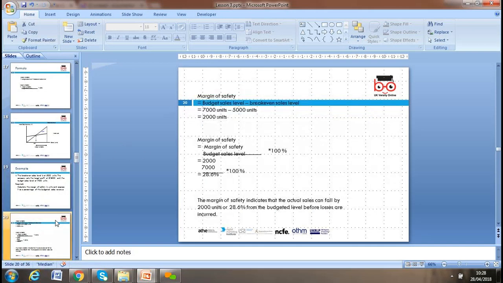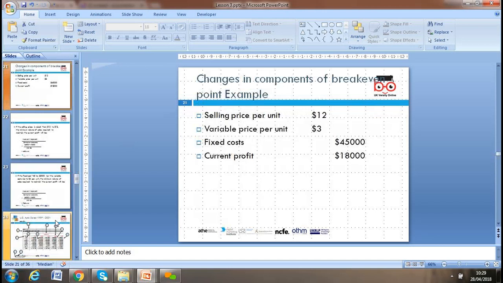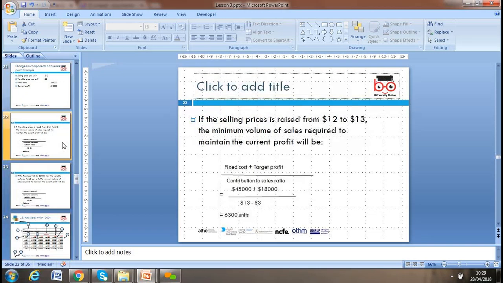Okay, that's all. So if we decrease our selling price, what effect do you think it will have on the margin of safety? So that too would decrease. If we decrease our selling price, we need to sell more units, yes? Yes, to break even. Any question?